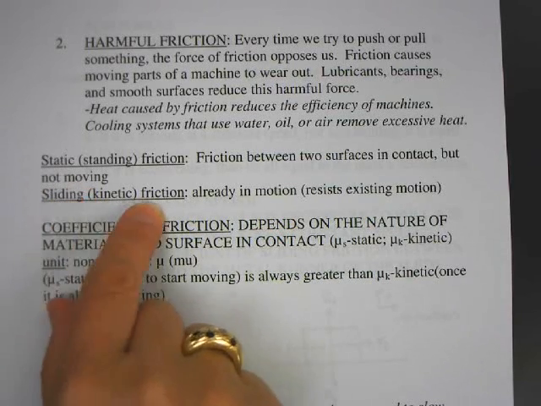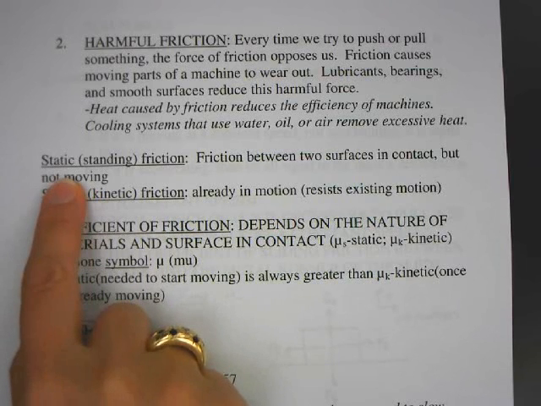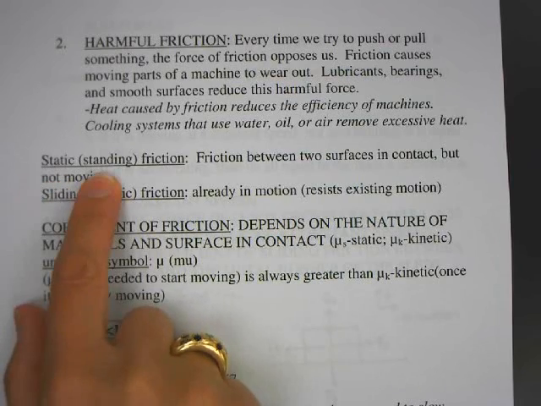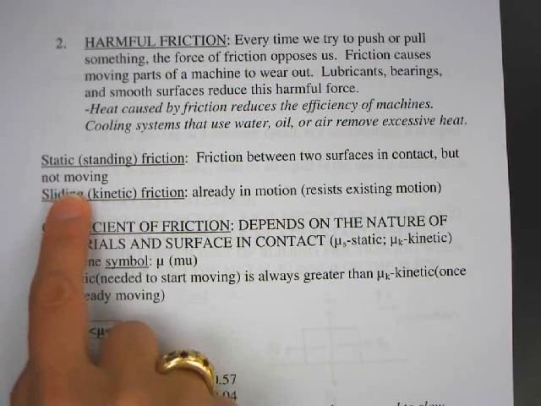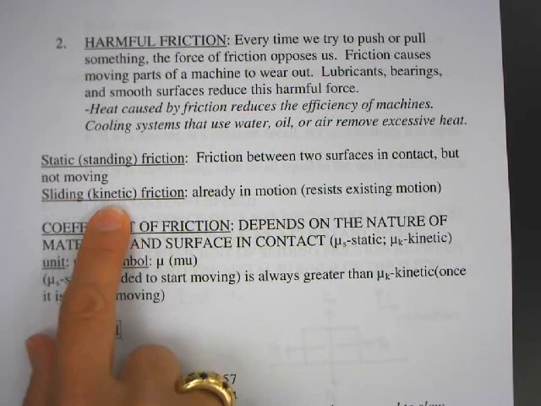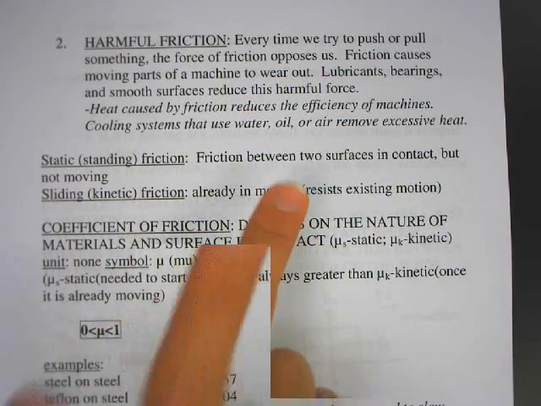So in this class, we're going to be talking about different types of friction when we have two surfaces in contact with one another. Static friction is the friction between two surfaces in contact when it's not moving. And then sliding, or what they call kinetic friction, means it's already in motion.